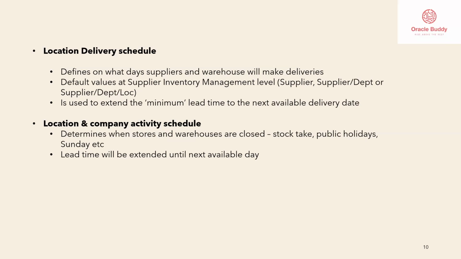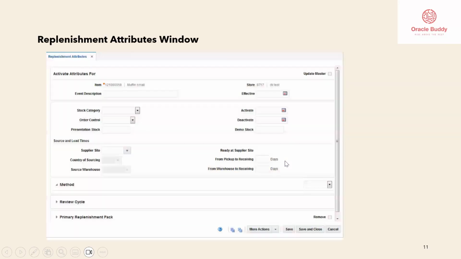Location and company activity schedule determines when the store and warehouse are closed. Stock take can happen on public holidays or Sundays. So in this type of scenario, the store and warehouse can be closed. So we have to maintain the activity schedule so that the supplier doesn't ship the products on a day when the store is closed and no one is there to accept it. So lead time will be extended until the next available day.